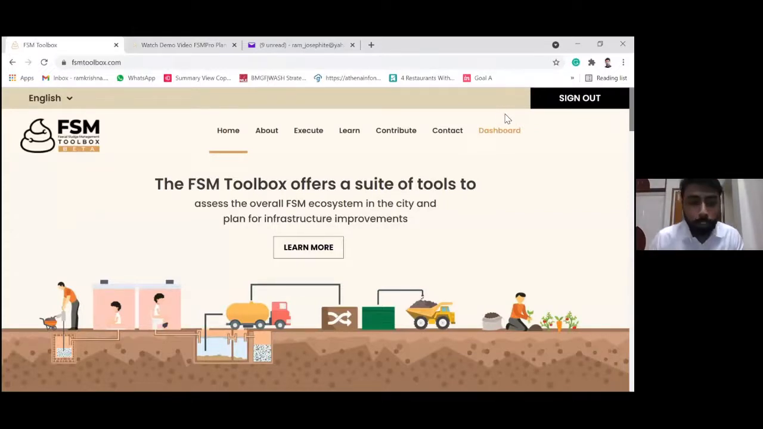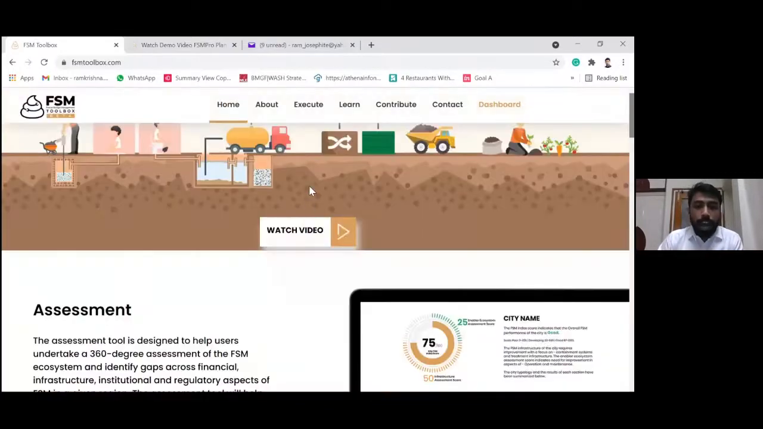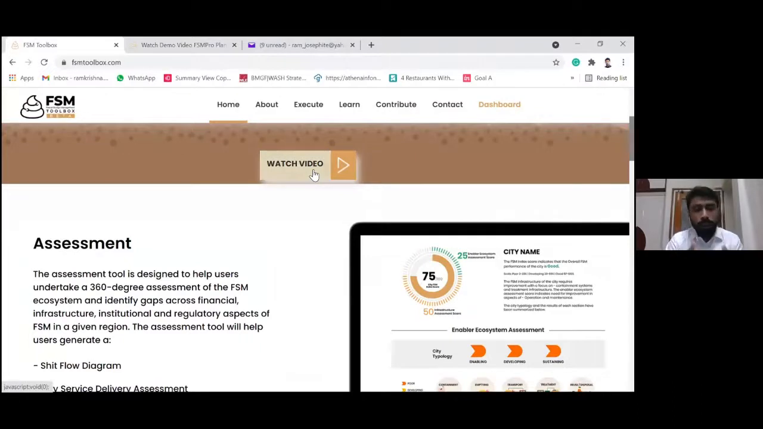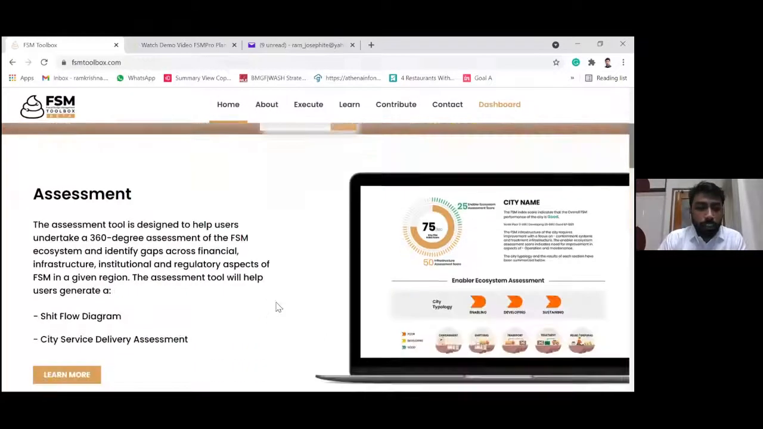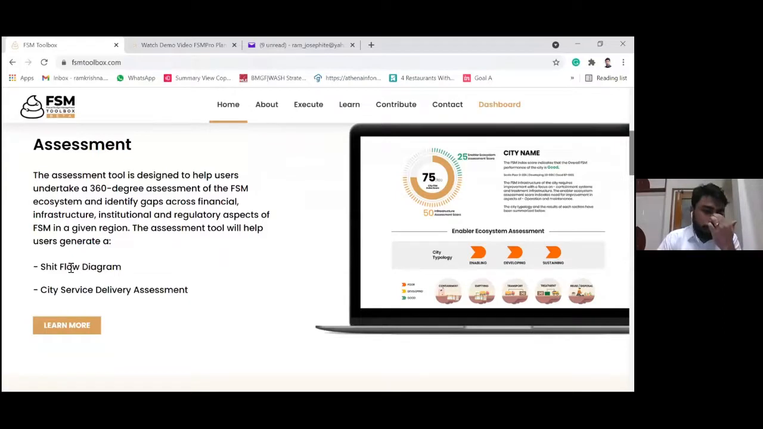It's public, open source. And just to give you a bit of a glimpse before we go on to the details of the Citywide Planning tool, this is the homepage of the tool. You will have a demo video on how the platform can help you across the different modules that are there. And you can click on learn more. You can also access the SFD from here. SFD looks into the infrastructural part, while the city service delivery assessment looks into the policy, institutional, and financial setup of the current situation in your city.